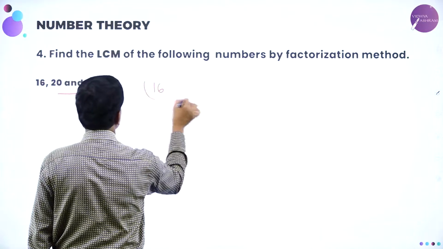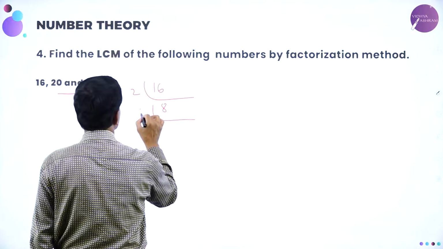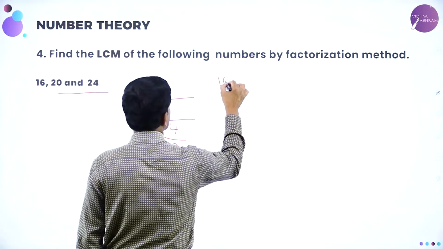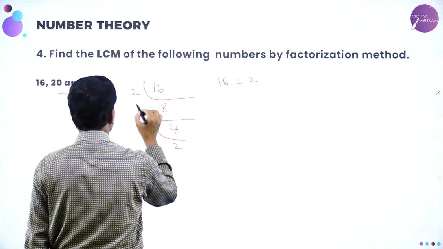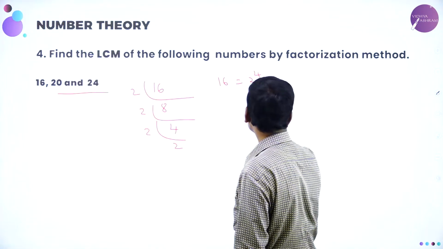16, let us factorize this. 16, 2 8s are 16, 2 4s are 8, 2 2s are 4. So therefore 16 can be written as 2 to the power of 4. Next, take this number 20.